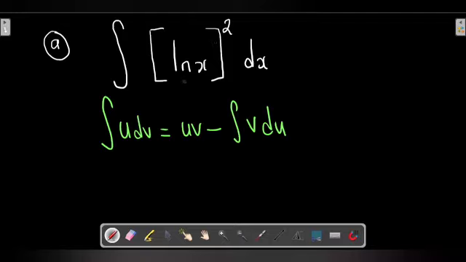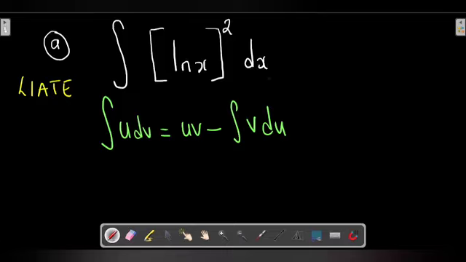To identify these functions, there is a simple acronym that you should know, which is LIATE. So the first one, the L, stands for logarithm. If you have logarithmic functions, you should start with that one. If it's the first one that is coming, that is going to be your u. Then the next one we have is inverse, A is the algebra part, then T, trigonometry, and E is the exponential.